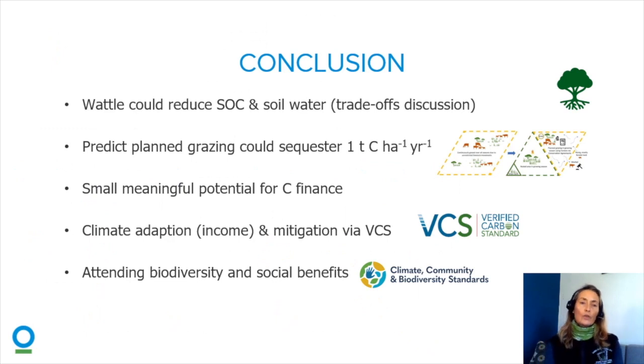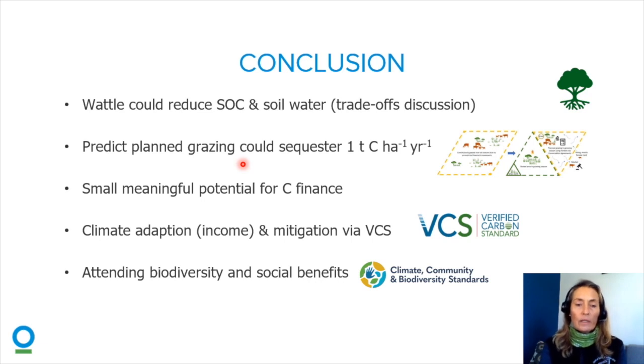So I want to conclude by saying that wattle could reduce soil organic carbon, and we predict with planned grazing that we can increase the soil organic carbon sequester about 1 ton of carbon per hectare per year. And this is a small but potentially meaningful amount for carbon finance projects.